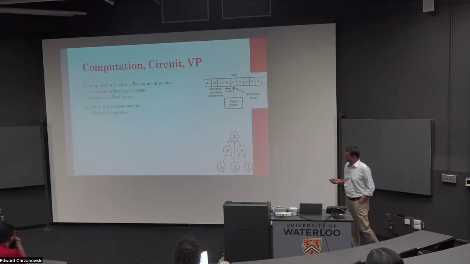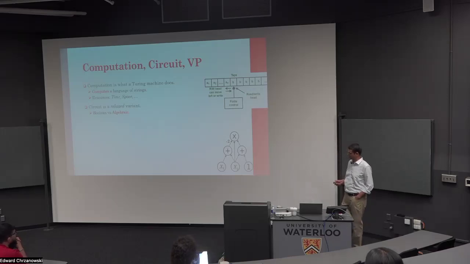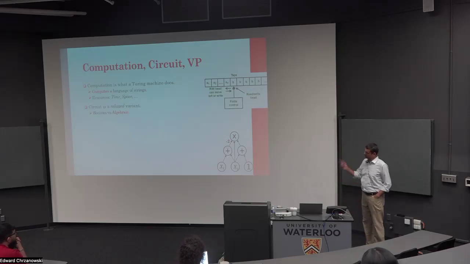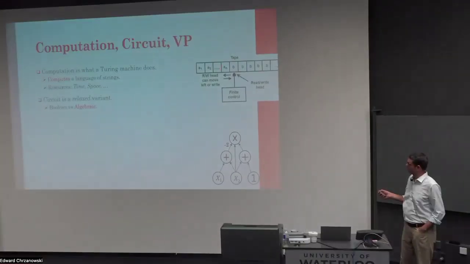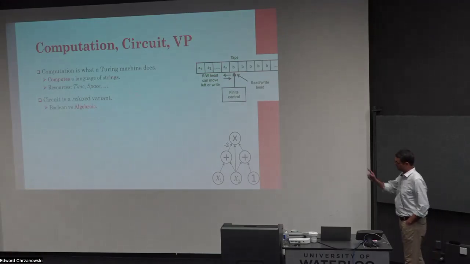So there are two kinds of circuits. In this talk, we'll only talk about algebraic. So this is called an algebraic circuit. But the circuit that came first was the Boolean circuit, but we'll not mention it in this talk. Boolean circuit is closer to the Turing machine because the strings were Boolean strings. But that's not our model.